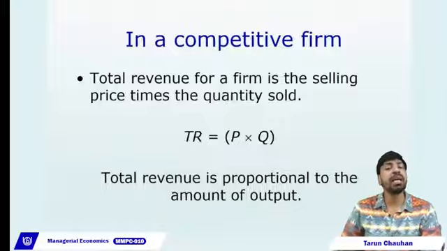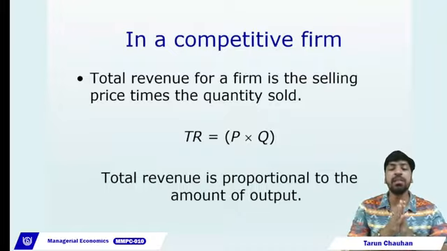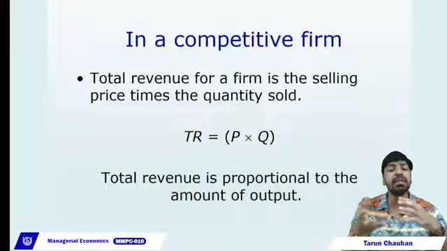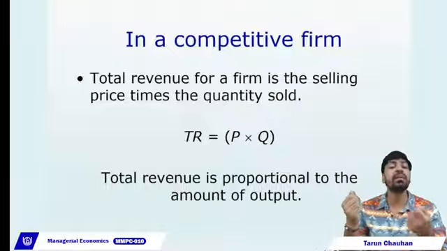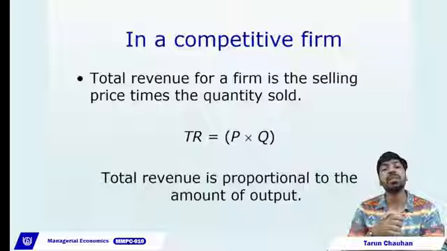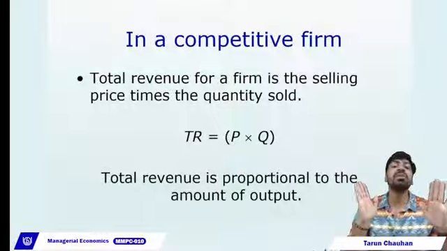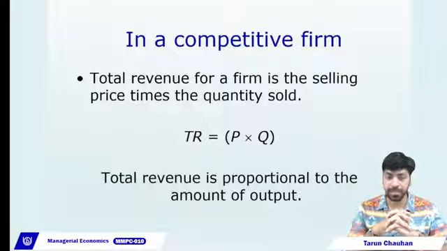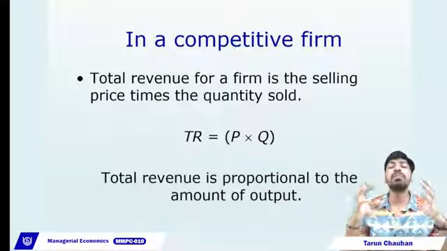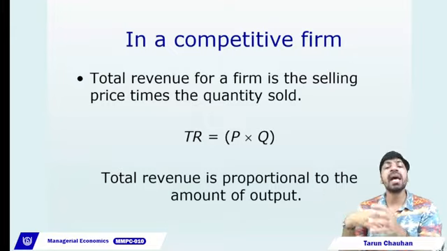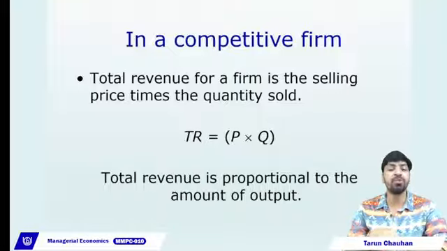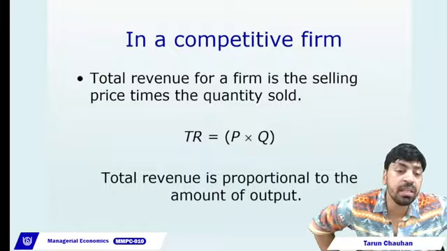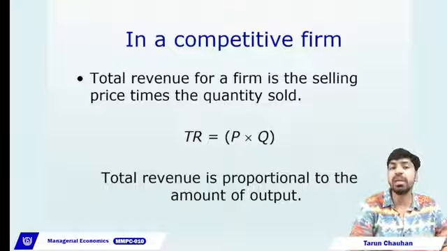In a competitive market, how do we estimate the total revenue? Total revenue is whatever revenue the sellers receive from selling goods and services, or any quantity sold at a given price. So that is price into quantity. Total revenue is always proportional to the amount of output. As the output rises, the total revenue also increases, and that's the main reason the total revenue is proportional to the amount of output being sold to the customers.